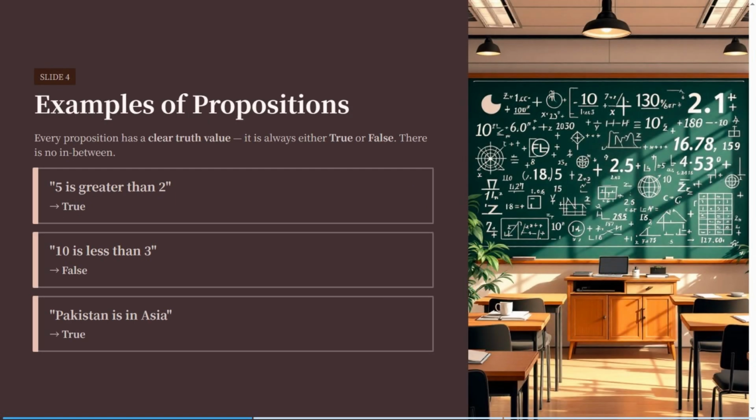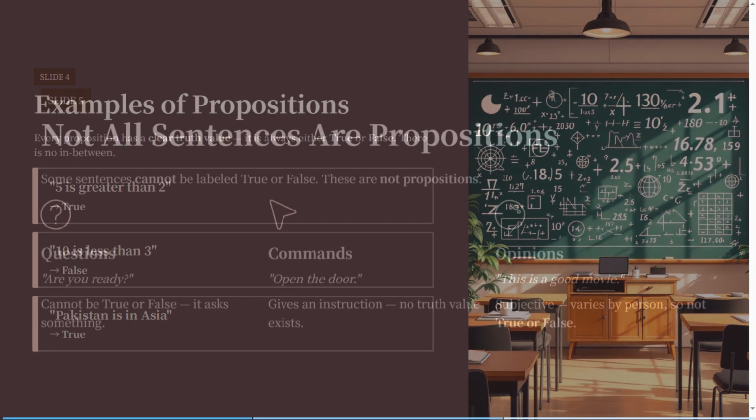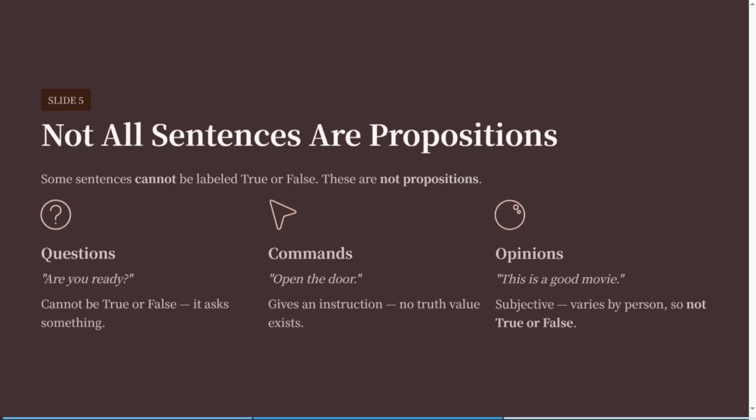Examples of propositions. Every proposition has a clear truth value. It is always either true or false. There is no in-between. 5 is greater than 2. True. 10 is less than 3. False. Pakistan is in Asia. True.